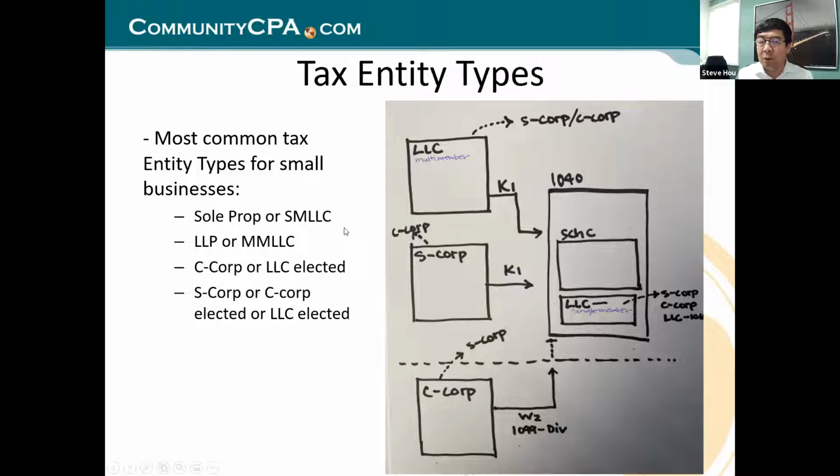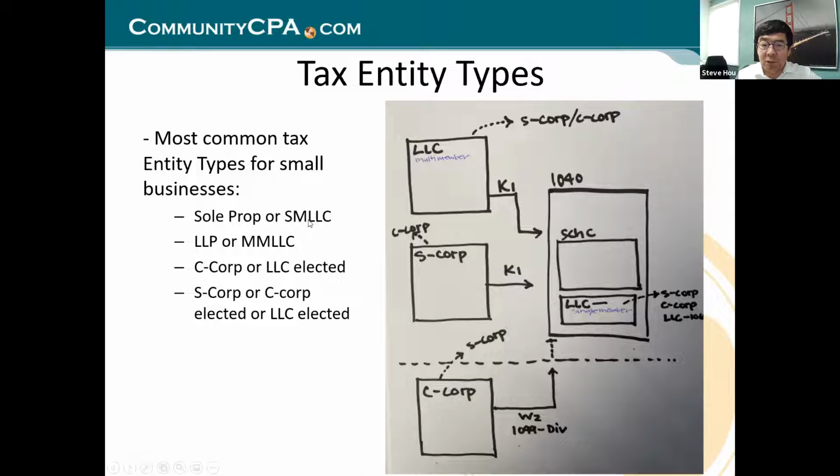LLC is a well-defined legal entity, the one that you register with the state. But as a tax entity, it's not uniquely defined. Depending on whether it's a single member, a multi-member, or whether that LLC has elected to be taxed as either a C Corp or S Corp. The common tax entity types are sole proprietorship, the partnership, C Corp, and S Corp, and LLC can be any of the four categories.